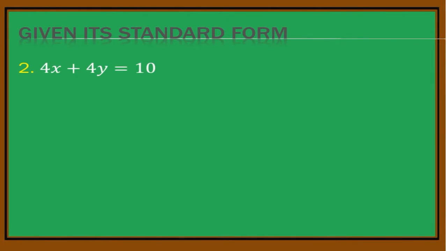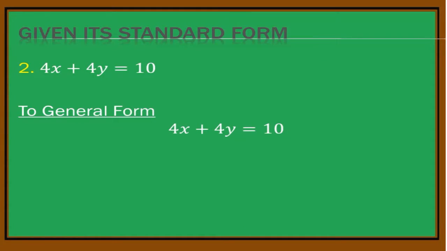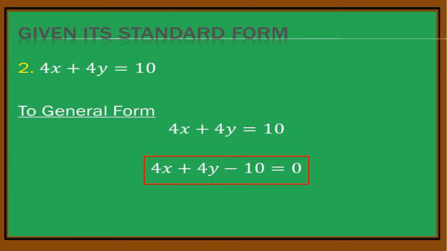Example number 2. The given is 4x plus 4y equals 10, and we will rewrite it into its general form. From the given, 4x plus 4y equals 10, our target is to move 10, or the constant, to the left side of the given equation. So applying addition property of equality again, we will add negative 10 on both sides of the equation. We'll obtain 4x plus 4y minus 10 equals 0. And that is the general form of the given equation of the line.